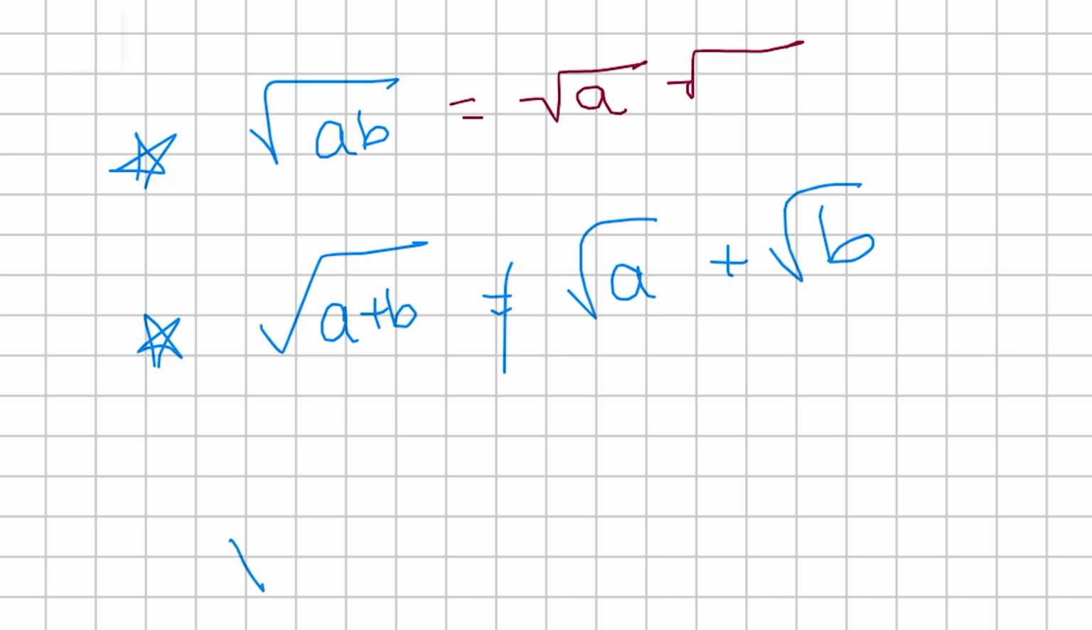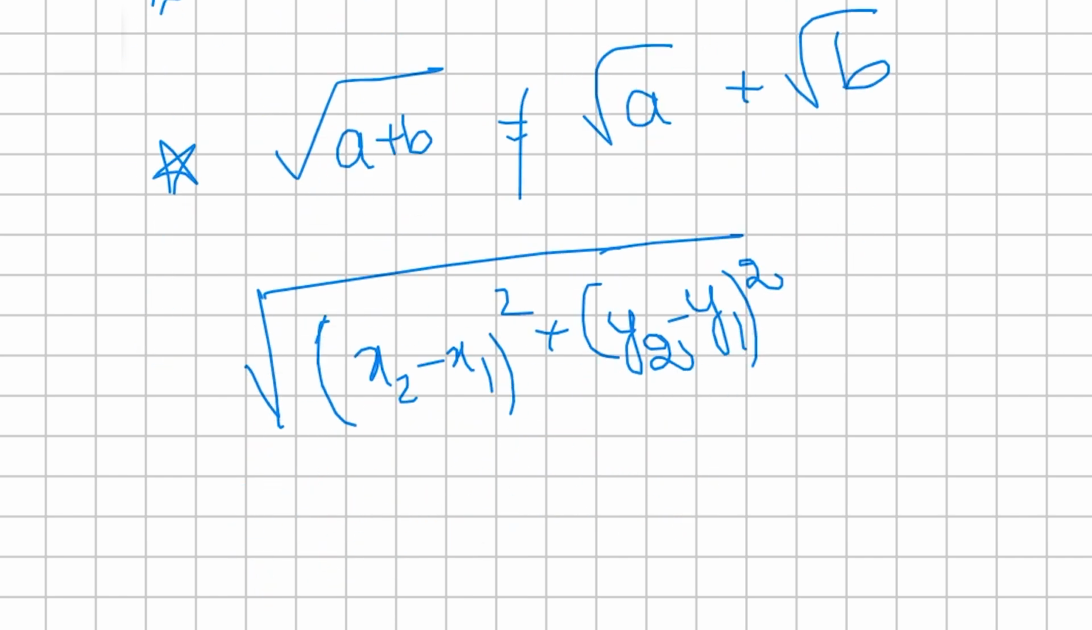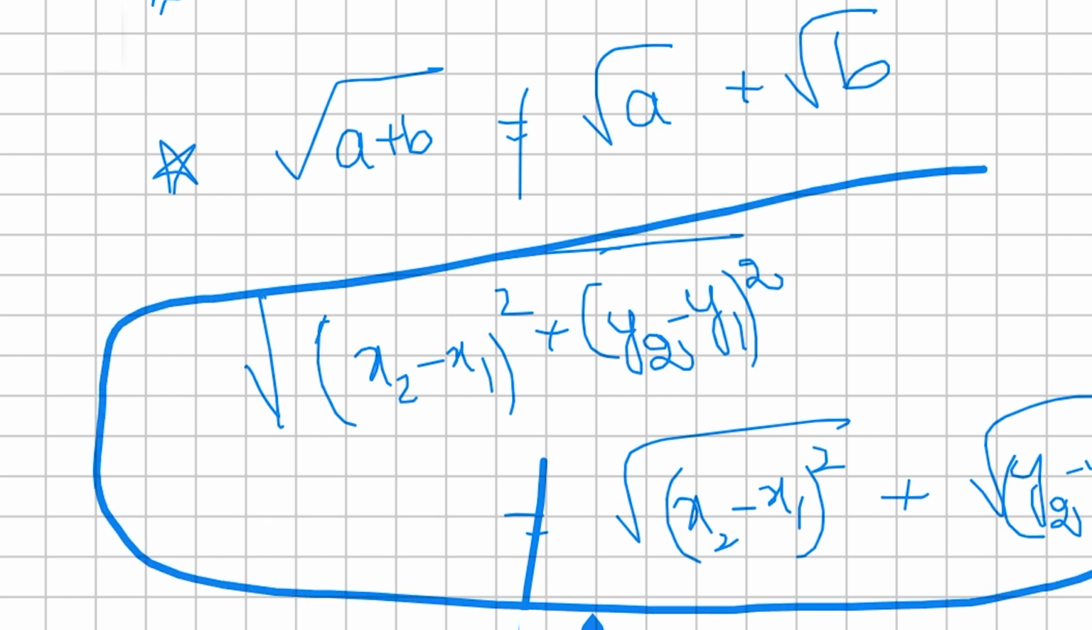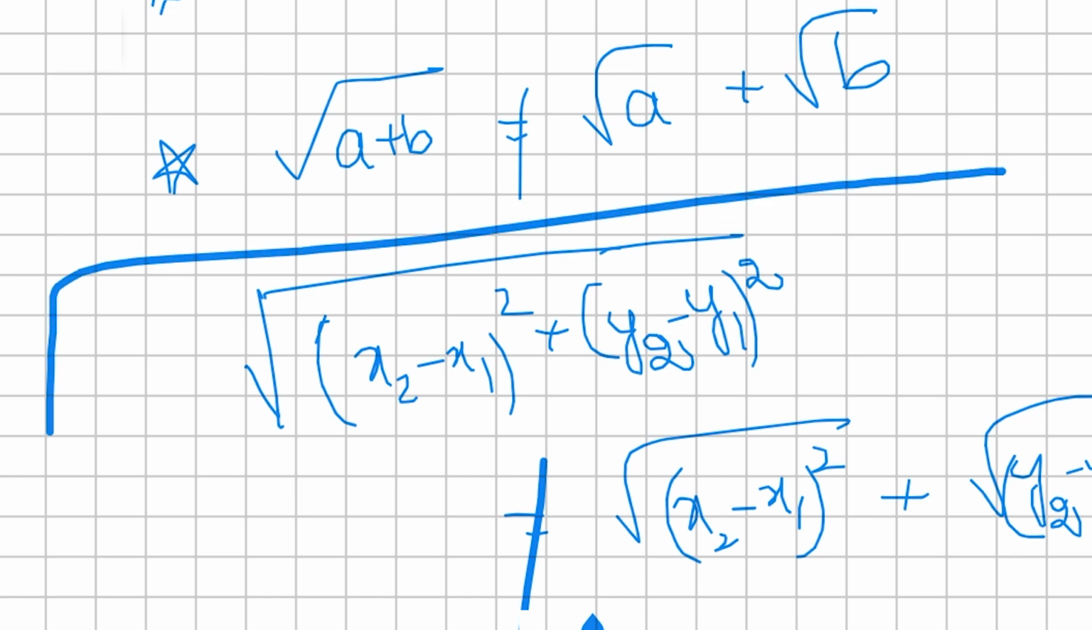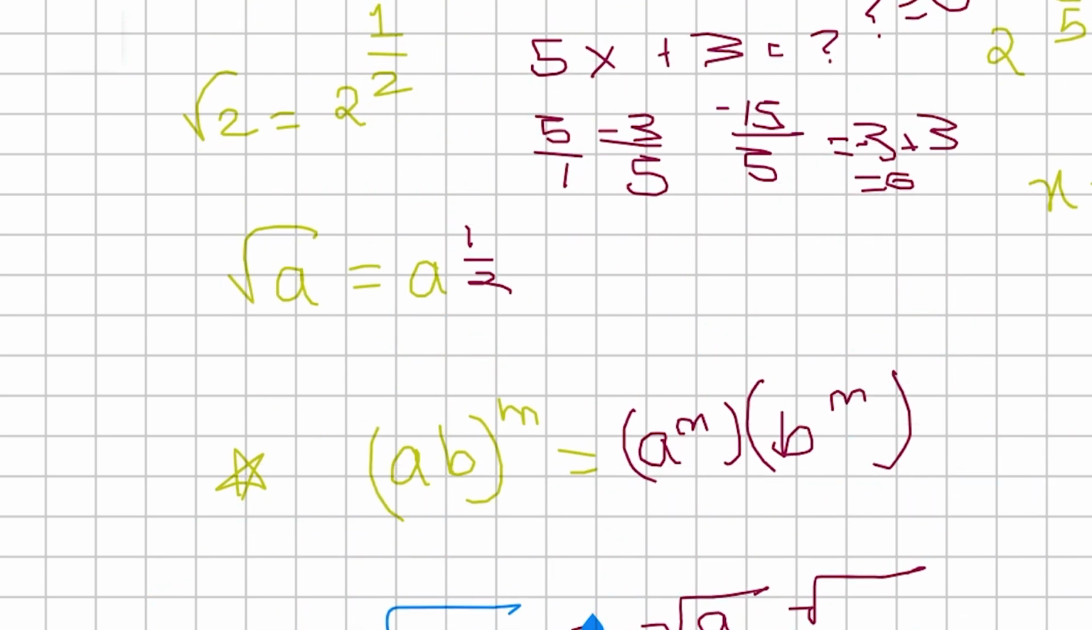See, remember the distance formula? We are doing x2 minus x1 whole square plus... So there's a plus in between. So you can't just split this like that. This is a violation. This is an application for the distance formula. So these are some basic maths.